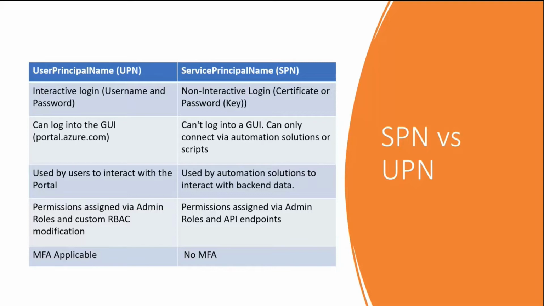Now, for a user principal name, I can apply MFA, which is multi-factor authentication. And for a service principal, you cannot apply MFA because it's not human, right? It wouldn't be able to access your phone and enter your OTP, or it wouldn't be able to authenticate using a thumbprint. So that's multi-factor authentication.